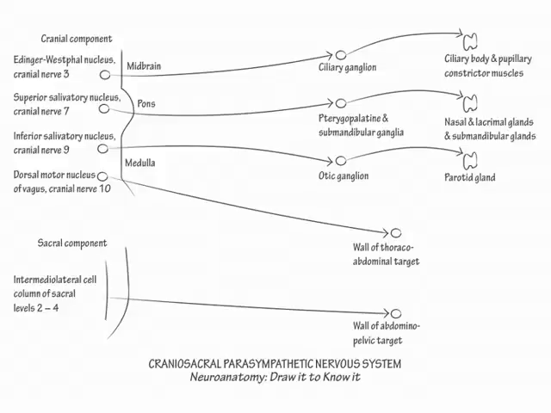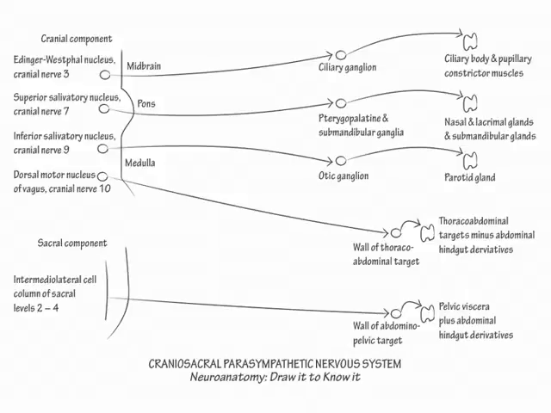Now indicate the thoraco-abdominal target organs for cranial nerve 10, the vagus nerve. Simply put, these target organs constitute the whole of the thoraco-abdominal viscera minus the abdominal hindgut derivatives. In short, cranial nerve 10 produces heart rate depression, bronchial constriction, increased blood flow to the gut, and increased gut peristalsis and secretion. Now indicate the sacral parasympathetic system innervates the pelvic viscera plus the abdominal hindgut derivatives.